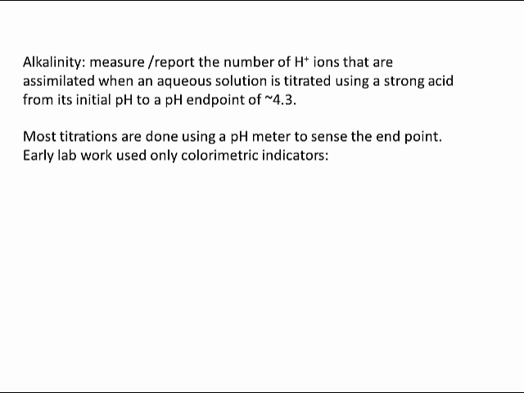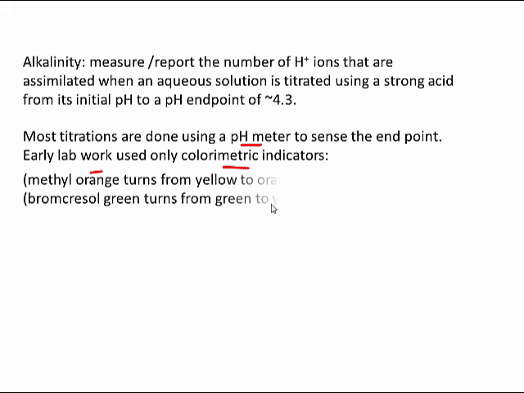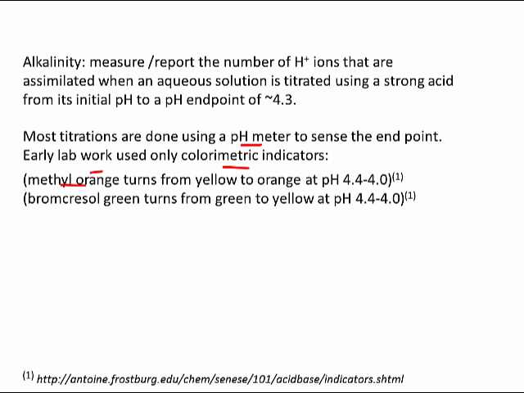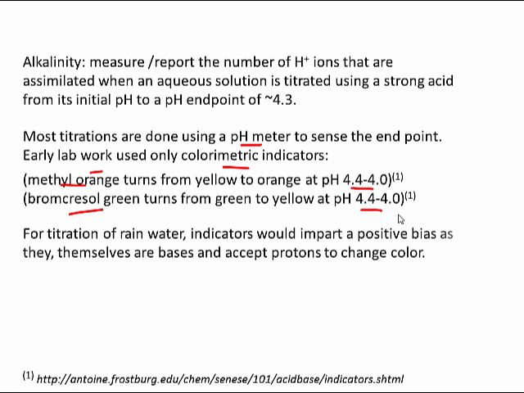Most titrations these days are done using a pH meter to sense the endpoint. Early lab work, of course, used colorimetric indicators. Methyl orange turns from yellow to orange in the pH range of 4.4 to 4. Bromocresol green turns from green to yellow in that pH range of 4.4 to 4. If we were to use these indicators in a titration of rainwater, since they are themselves bases and would accept protons, they would impart a positive bias to the result. So were we to titrate rainwater for the alkalinity test, we'd do it entirely potentiometrically.